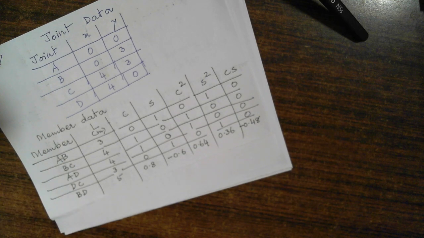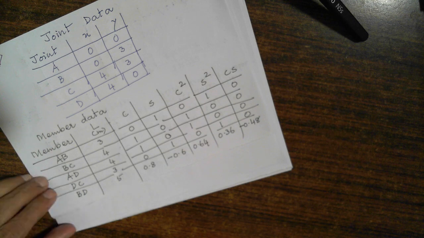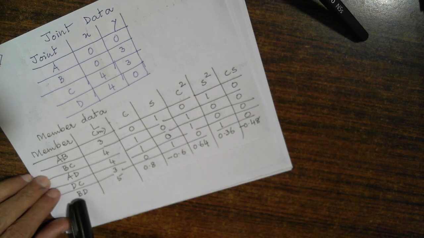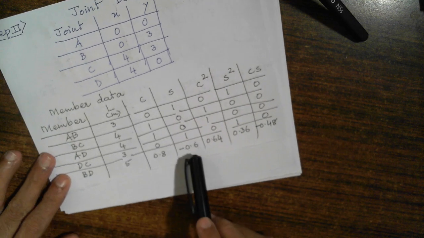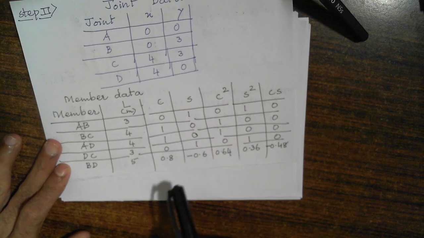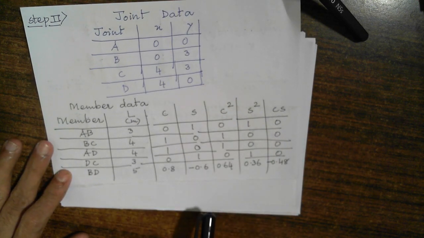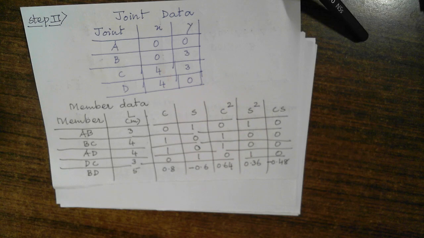This is my member data for my members AB, BC, AD, DC and BD. I can take DB or BD, whatever it is. Accordingly the cos and sin formula will change. So this is my joint data and this is my member data. My step 2 is over.